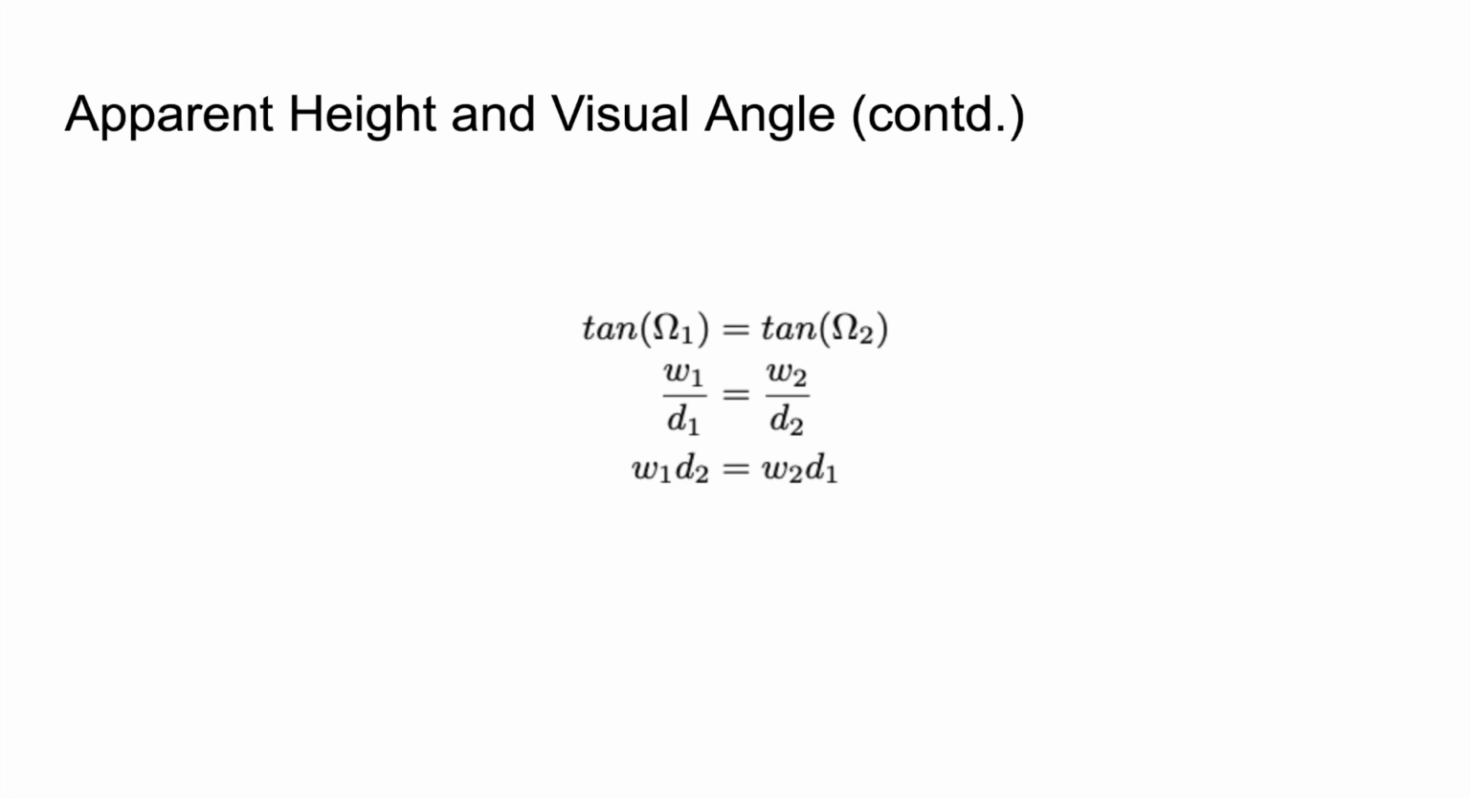Now for two objects to have the same apparent height, the visual angle subtended by them should be equal. Applying this condition, we get the following formula, where W1 by D1 is equal to W2 by D2, where W1 and D1 are the height and the distance of the first object from the person, and W2 and D2 are the height and the distance of the second object from the person.